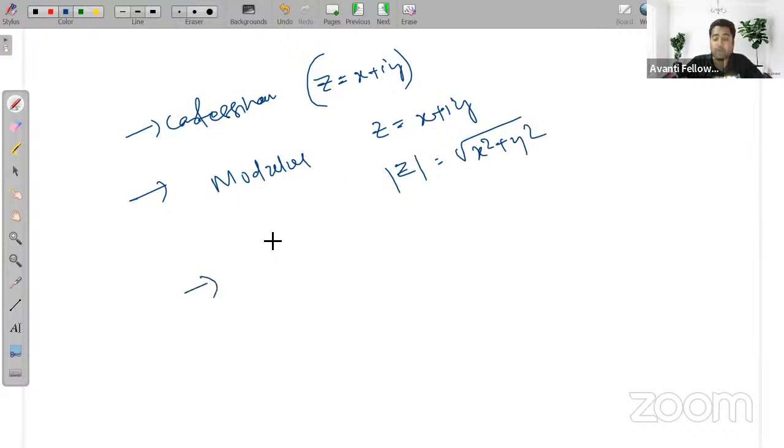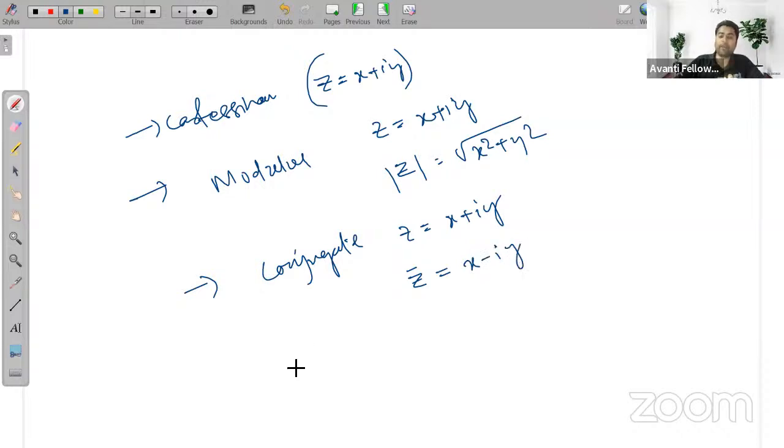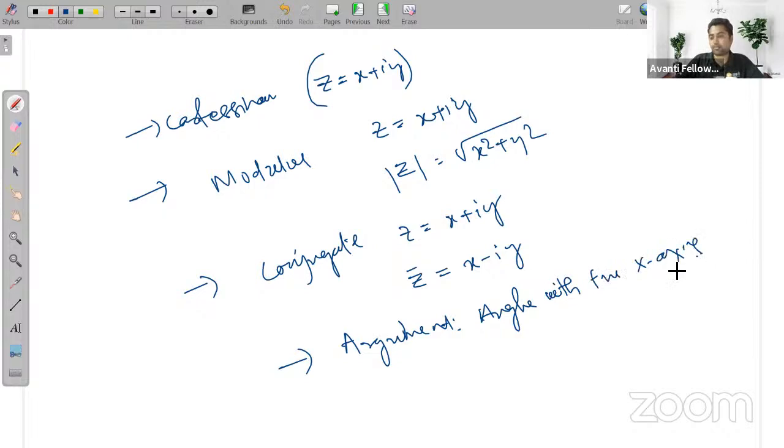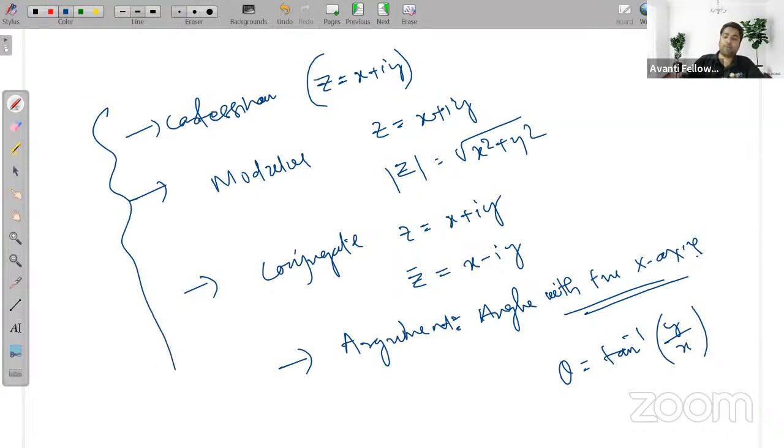And also we learned how to find the conjugate. If z is equal to x plus iy, then the conjugate of z will be represented by z bar, and it is x minus iy. And the last thing we studied is the argument. Argument is the angle with the positive x-axis, and its formula is theta is equal to tan inverse of y upon x. So these are the concepts we have covered in this class.